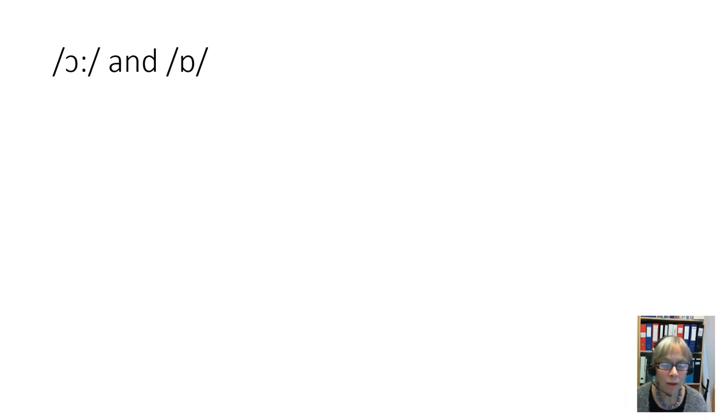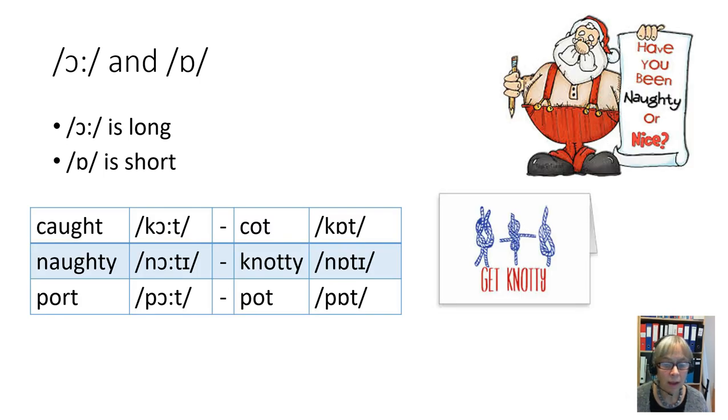With these two, there's also an issue with lip rounding. It's easy to think of them as long o and short o. Again, you don't have to round your lips that much. Anyway, aw is long, o is short. And you can hear the difference here, as in caught, naughty, port, pot. Have you been naughty or nice?